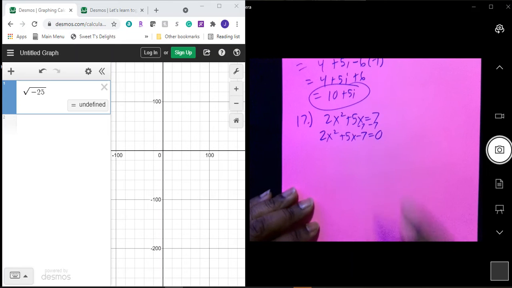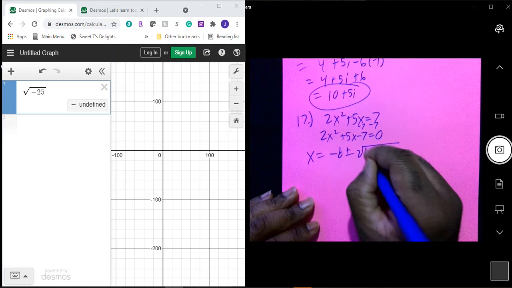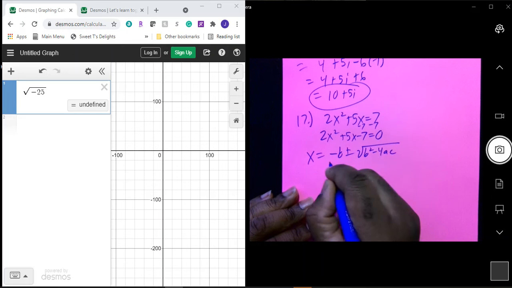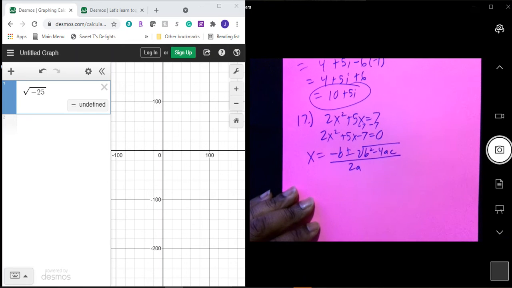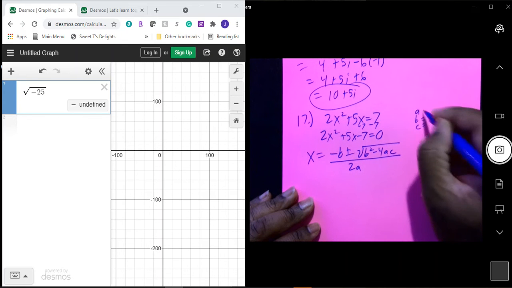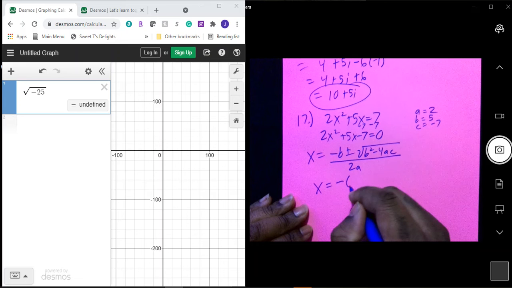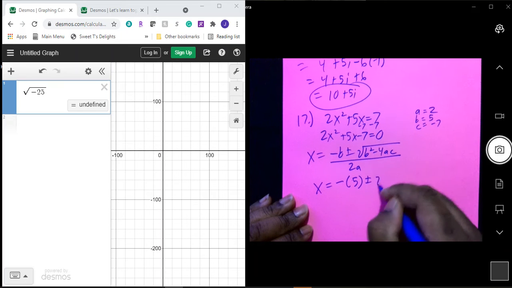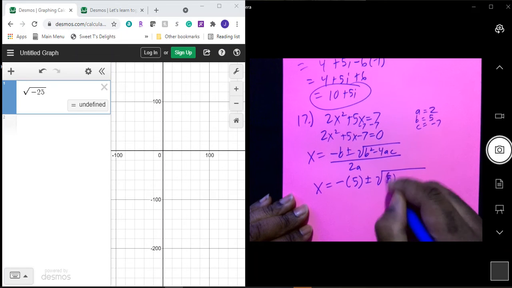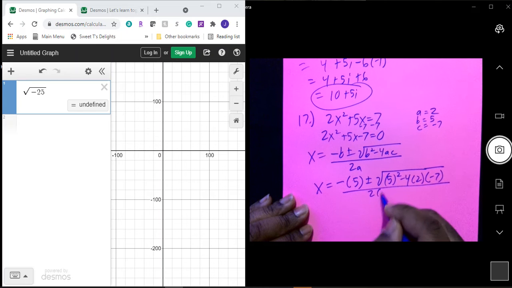Now we're going to use the quadratic formula, which is x equals negative b plus or minus the square root of b squared minus 4ac all over 2a. So now we could list our a, b, and c off to the side. You can actually do that mentally. It'll be 2, 5, and negative 7. And we're going to substitute. So we add the opposite of 5 plus or minus the square root of 5 squared minus 4 times 2 times negative 7 all over 2 times 2.